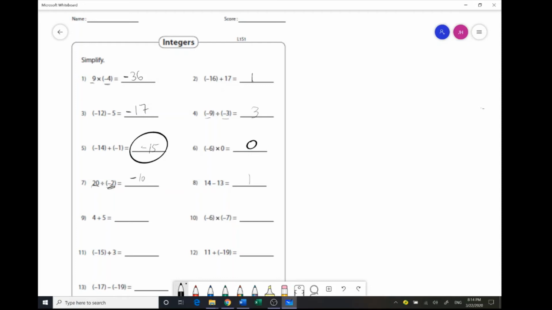Number 9, same thing. Don't overthink on simple questions like that. 4 plus 5 is 9.